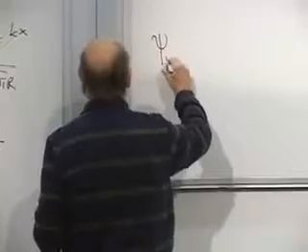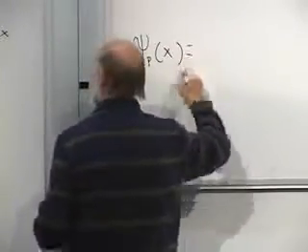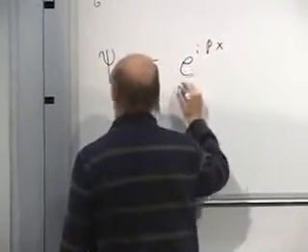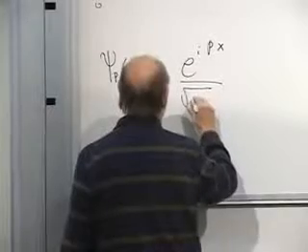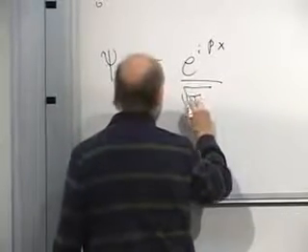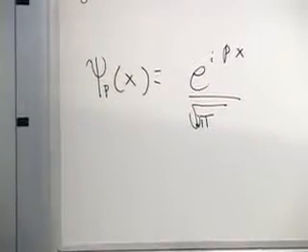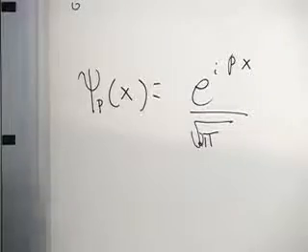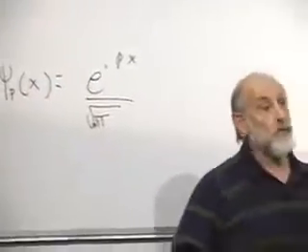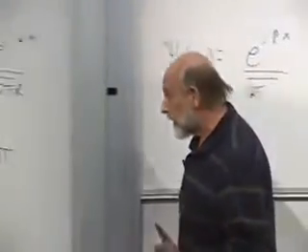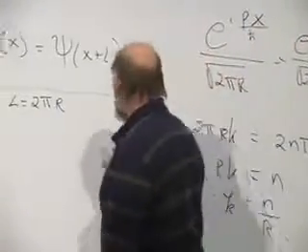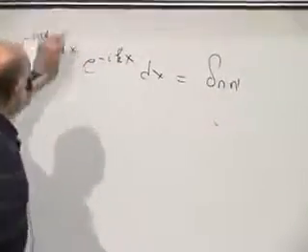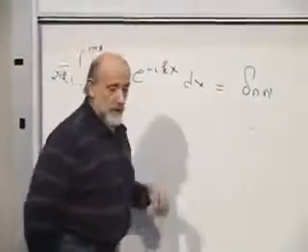Psi p of x will, instead of being this thing, be the same thing, e to the i p x over the square root of 2 pi, without the r here. That means these wave functions have been stretched out by a factor of square root of r. Now that's not going to change the fact that if we take two different ones, the integral will be zero.